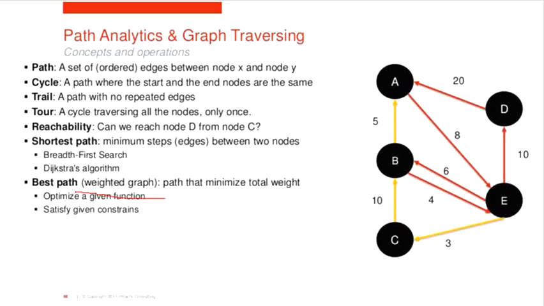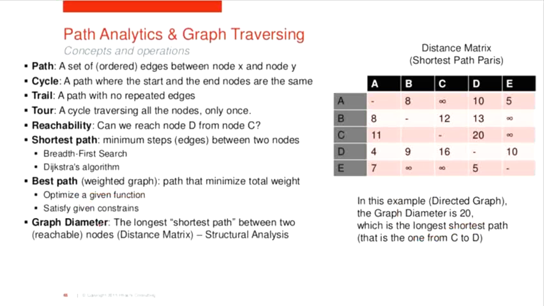Then there is the best path. In weighted graph, we can have a path that optimizes our cost function or optimizes our goal. This satisfies all of the possible constraints that might be there. A graph diameter is the longest shortest path between two reachable nodes. Okay. So it is the shortest cost path with the most amount of edges between them.